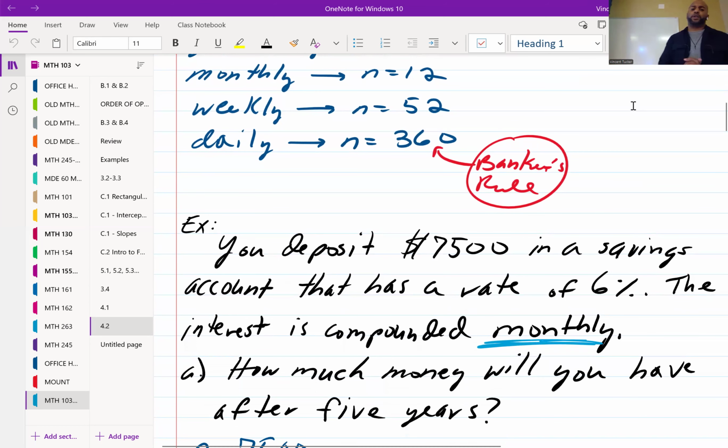All right, let's look at the first example. You deposit $7,500 in a savings account that has a rate of 6%. The interest rate is compounded monthly. How much money will you have after 5 years?